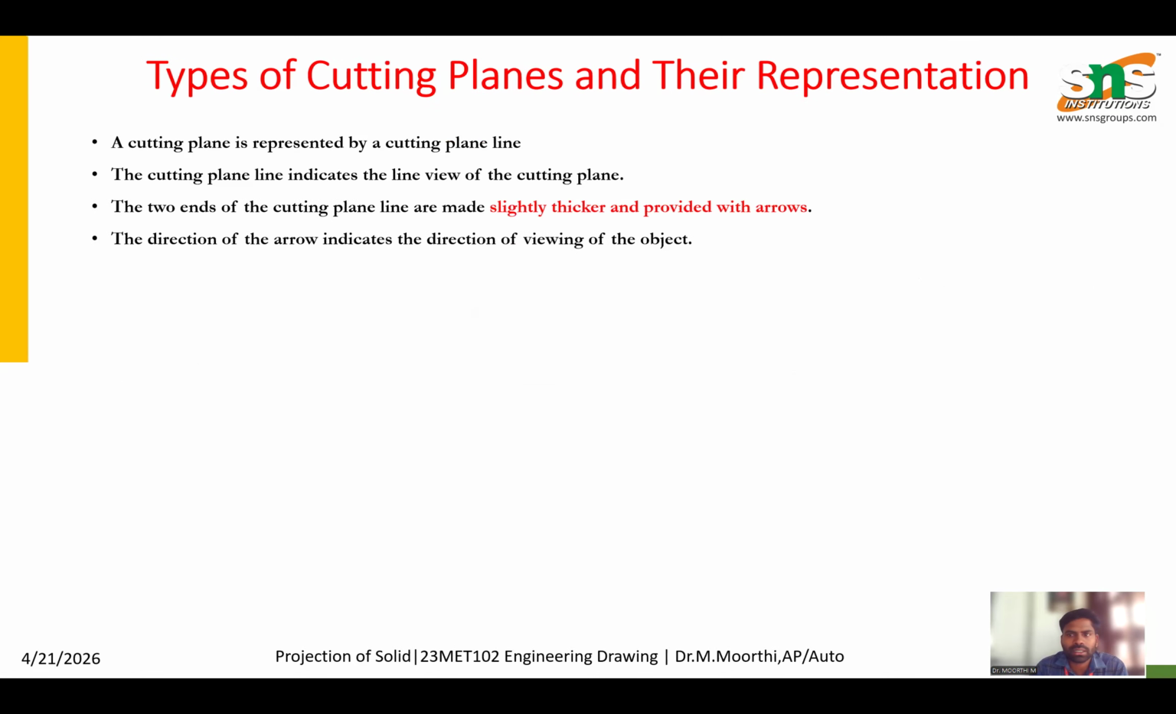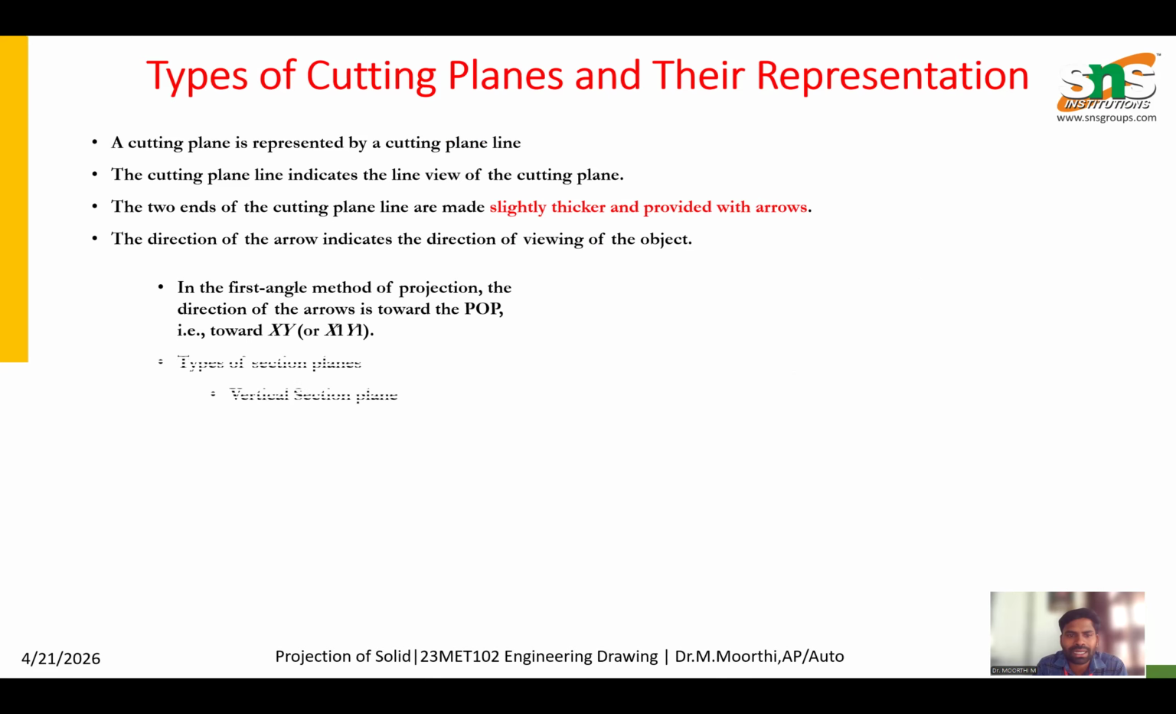And the next one is the line. First, the cutting plane is represented by a cutting plane line, and the cutting plane line indicates the line view of the cutting plane. It depends on the axis and base, and it is represented as a cutting plane line. The two ends of the cutting plane line are made slightly thicker and provided with arrows. The arrows indicate the section plane or cutting plane, and the direction of the arrows indicates the direction of viewing of the object. So it is very important.